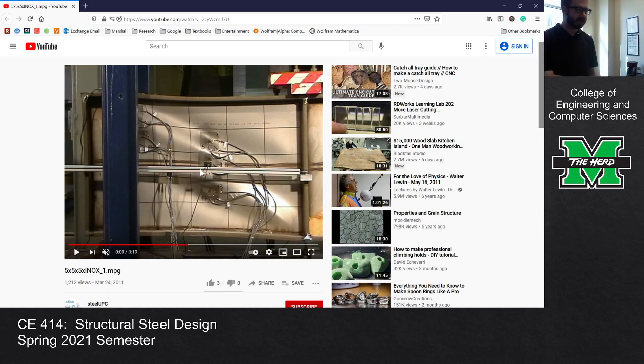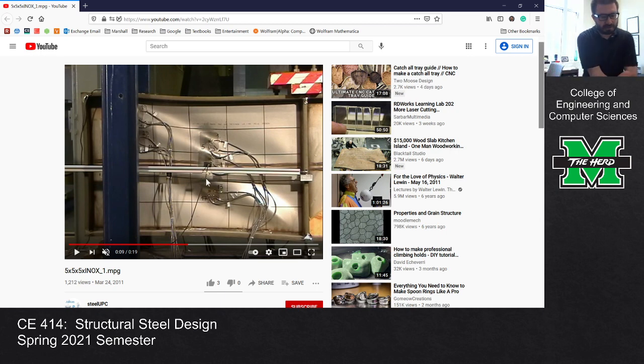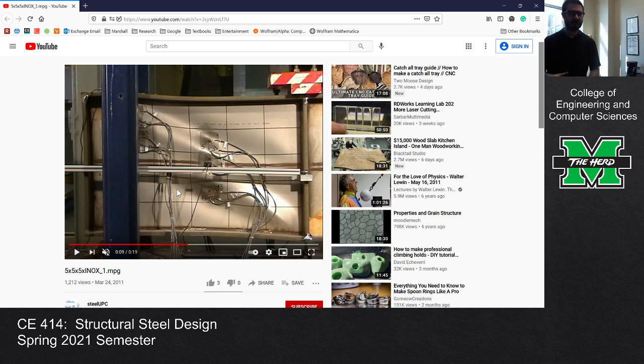What's happening is, I don't think I can draw on this, but if you look this way, right here, it's being yanked on in tension, but this way, it's being pushed on in compression. So the web sort of buckles and folds that way, and that's the shear buckling phenomenon that you get in plate girders.